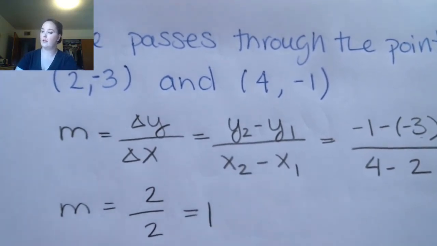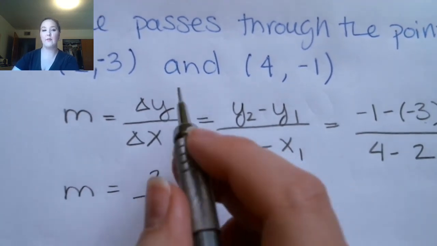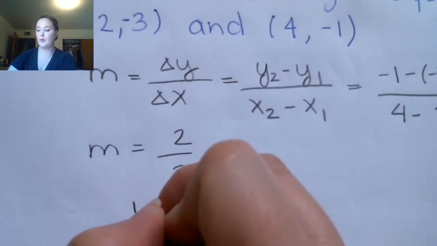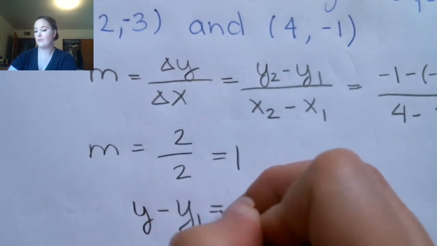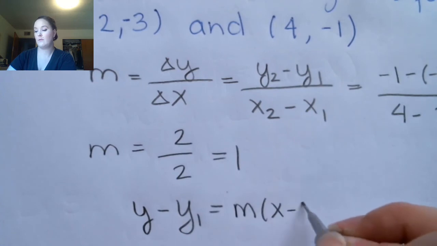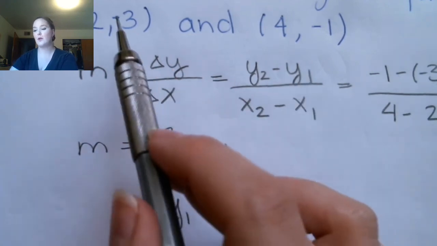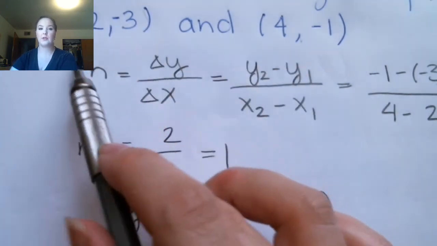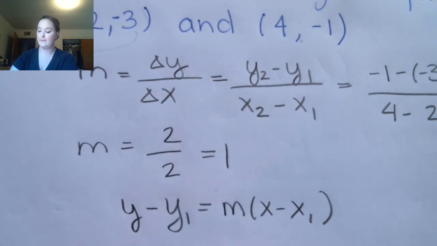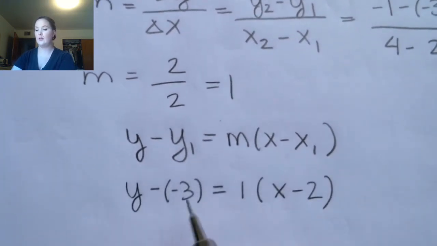Then I have points and I have the slope, so I'm going to use my point-slope form. We don't have the y-intercept, so we can't use the slope-intercept form. So I'm just going to fill in all my information. Again, it doesn't matter which one of these 2 points you use, so maybe I'll just use the first one. I've just filled in my y value, my x value, and my slope.